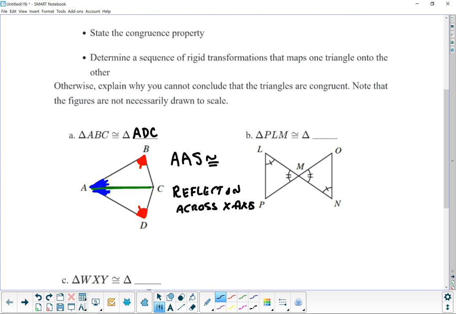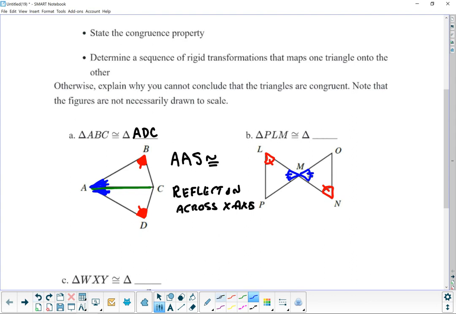Part B. Let's see. This one looks like all we have is an angle. So we've got two angles the same, and all we have is a side, or sorry, another angle, but nothing else. And we know that there's no such thing as just angle, right? So this is the otherwise part. Explain why you cannot conclude the triangles are congruent.